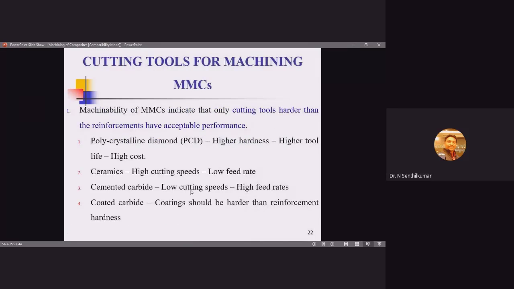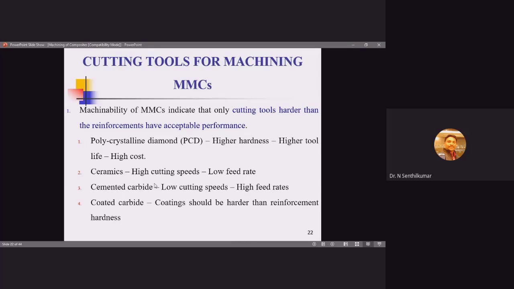So what are the various cutting tools that we will be using for machining purposes? First one is PCD. PCDs have higher hardness and higher tool life, but the problem is high cost. Second, we will be going with ceramics, with high cutting speeds and low feed rates. Everything is about hardness, but PCD is harder than anything. So ceramics or cermets, as we call them, have high cutting speeds.